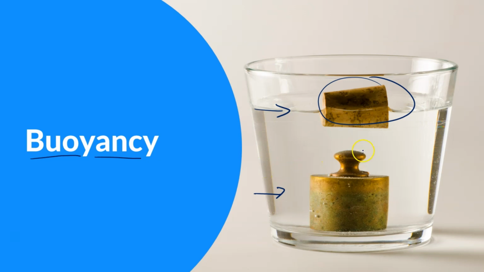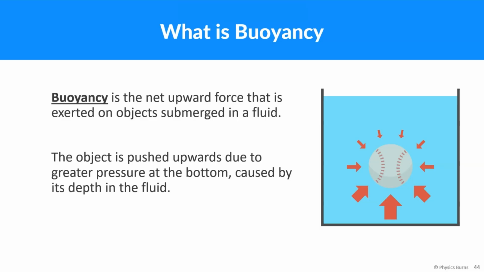Okay, but there is also buoyancy acting on this, but it's not as noticeable. And we'll talk more about this. Alright, so let's move on. Buoyancy is the net upward force that is exerted on objects submerged in a fluid. The object is pushed upwards due to greater pressure at the bottom caused by its depth in the fluid.